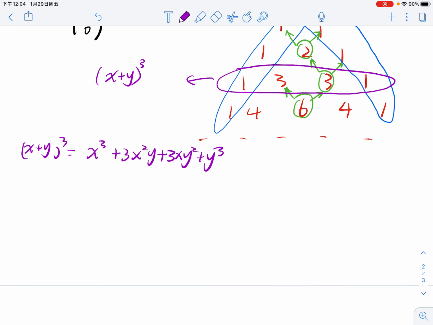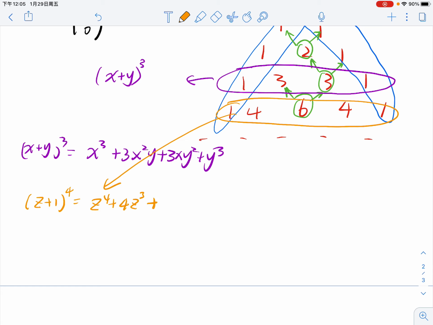Okay, and now if you have this part, x and y are not important. You can use other notation. For example, d plus 1 to the fourth, which is d to the fourth plus 4d cubed plus 6d squared plus 4d plus 1. Okay, so the Pascal triangle appears naturally in our previous algebra.